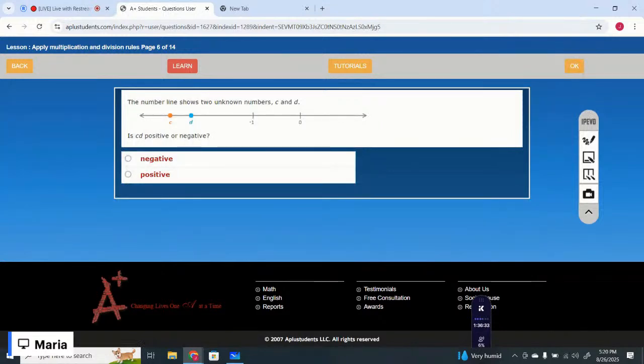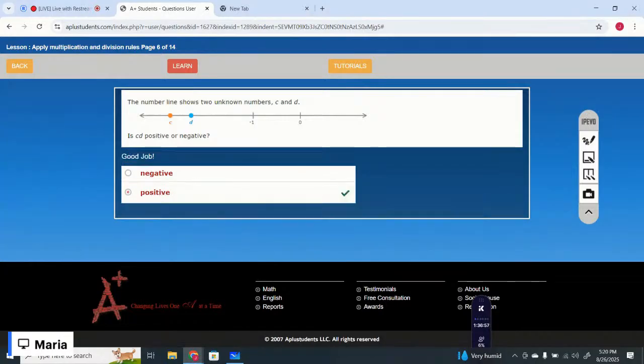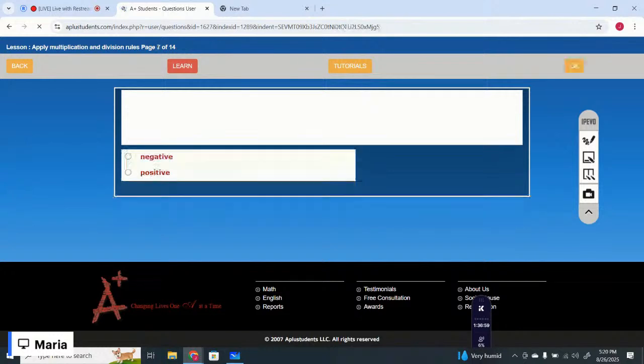The number line shows an unknown number C and D. Is CD positive or negative? Both C and D are negative, so the answer is also positive. Option number two is the correct option.